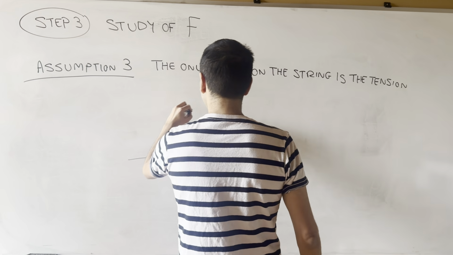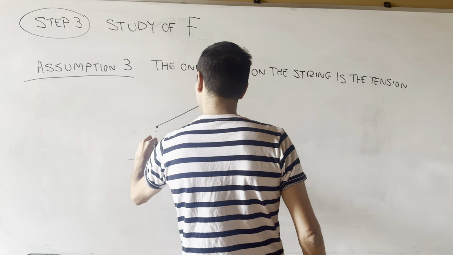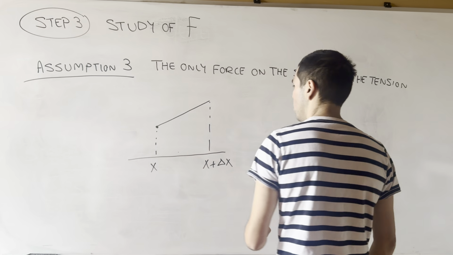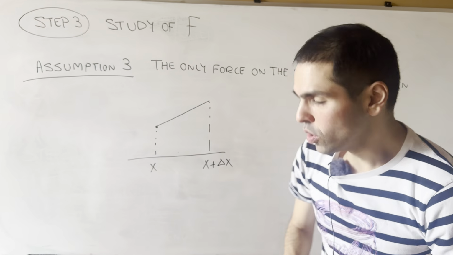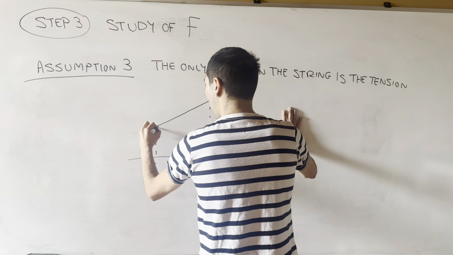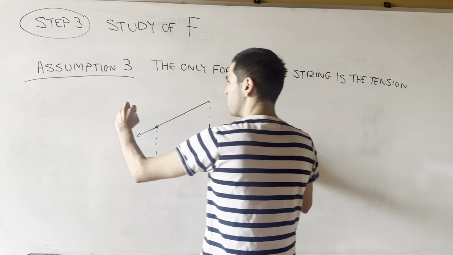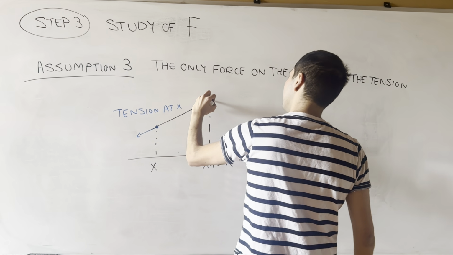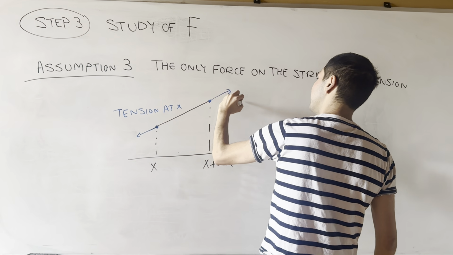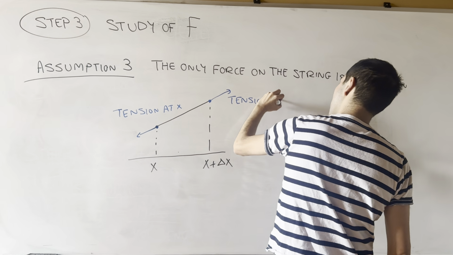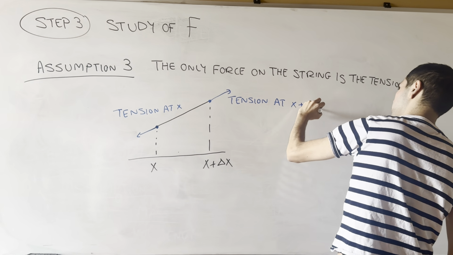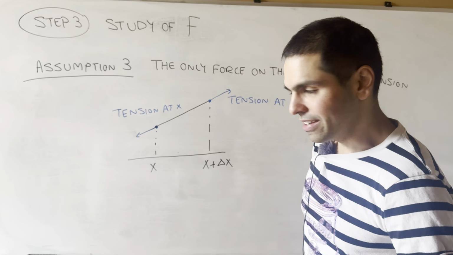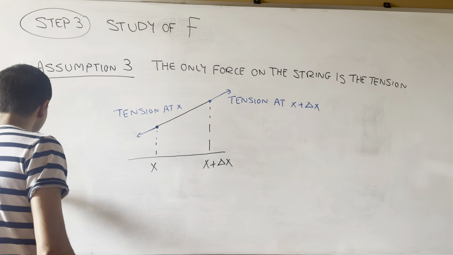So once again, you have the string. This is once again an x, and this is an x plus delta x, maybe at a fixed time t. So the only forces here are one pulling it to the left, that's the tension at x, and the one pulling it to the right, and that's the tension at x plus delta x. And so let's study both of them at the same time. So now, study of tension.